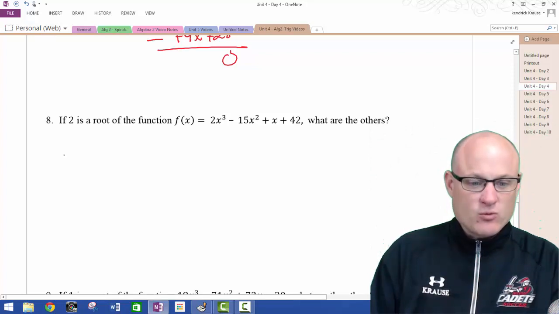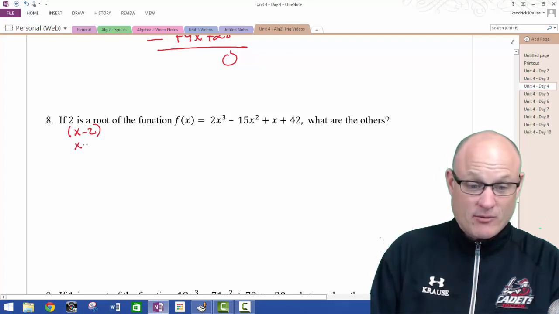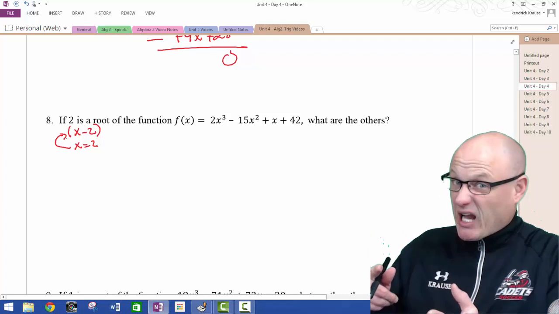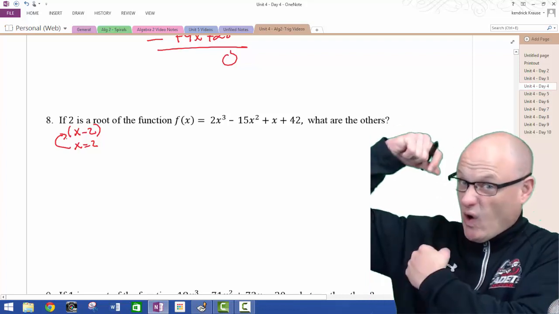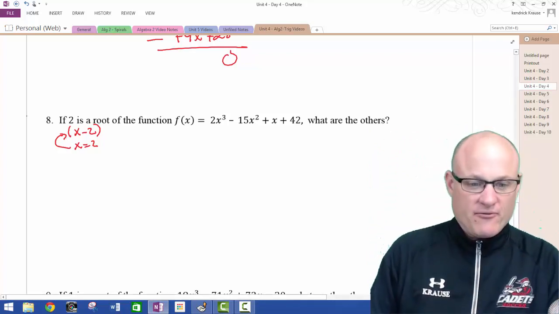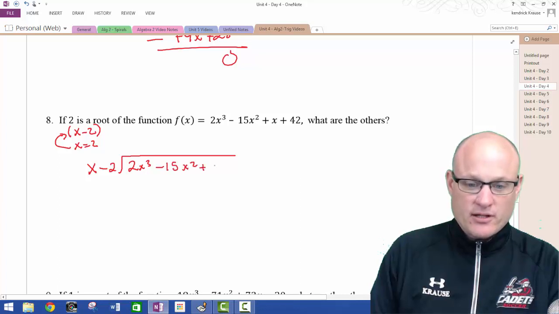All right, in this case, my root is 2. That means my factor is x minus 2. Because if I was to see if this is a root, I'd say, oh yeah, my root's 2. So to go backwards, it's just an opposite sign. Now, if you needed help with that, pause it now. Okay, now we're back. Let's get going. So my factor is x minus 2 into 2x cubed minus 15x squared plus x plus 42. Bam.